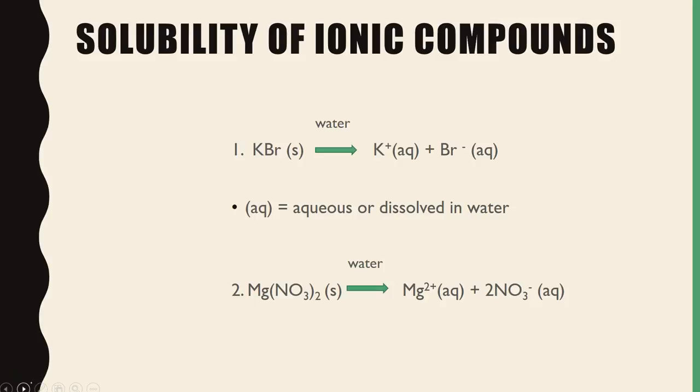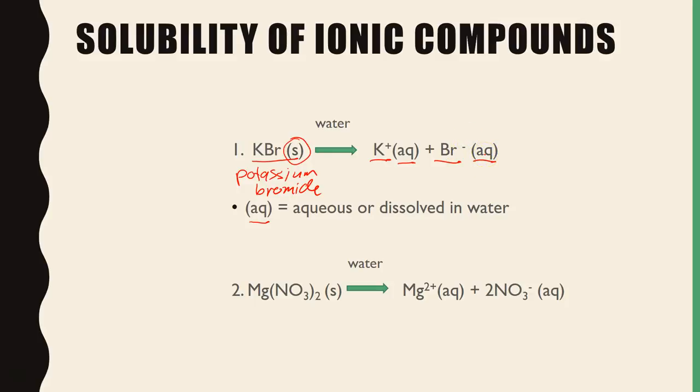So just some equations to show how ionic compounds dissolve in water. Here's the ionic compound, the salt, potassium bromide. It's a solid, and when placed in water, it will dissociate into its ion forms. So we have the potassium ion, and we have the bromide ion, K plus and Br negative. Notice how the symbols there are aq, which stands for aqueous, whereas the symbol for potassium bromide is solid.